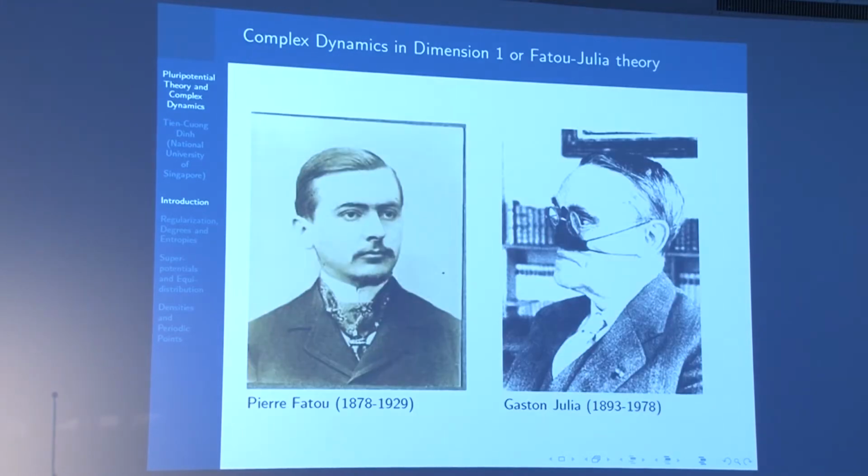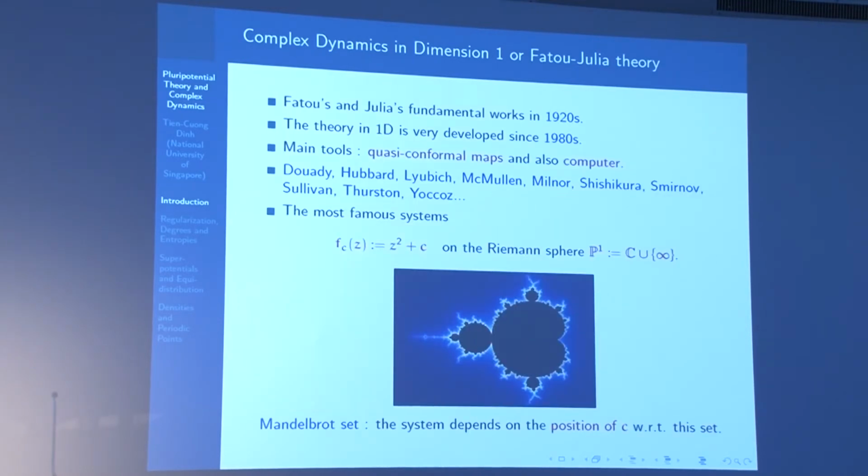So in dimension 1, the theory was founded by two French mathematicians about 100 years ago, Pierre Fatou and Gaston Julia. The theory is now very developed, and the main techniques that people use in this theory are quasi-conformal maps, and also the help of computers to see the Julia set, for example. And many people contributed to this theory, so I have here a very short list of those people.